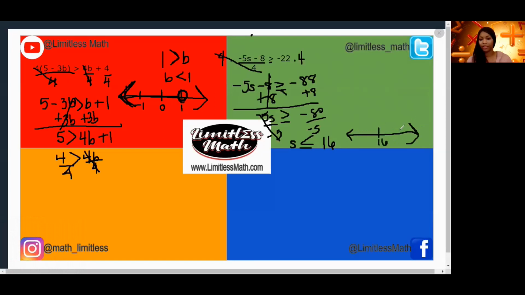Let's do 16, 20, and 12. So now we would need a closed circle here. And we are shading for the numbers that are less than 16, so we'll shade to the left.